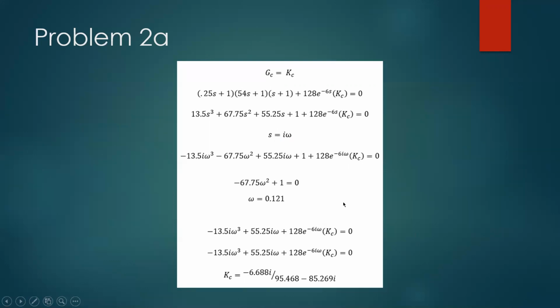We get our real part of the equation and our imaginary part of the equation. There's only one unknown variable in the real portion of our equation, so we find omega, which is equal to 0.121. Knowing omega, we can plug it into the imaginary part of the equation to try to find Kc. After doing all the math, I ended up with an imaginary number over a complex number, and my mathematical abilities didn't let me pursue any further. I was looking into Euler's method and another one, but I have nothing to show for it.